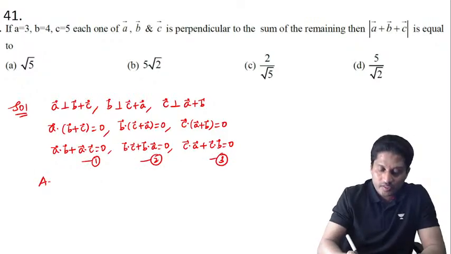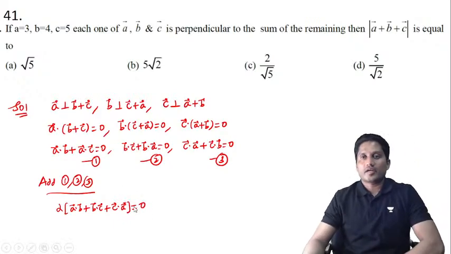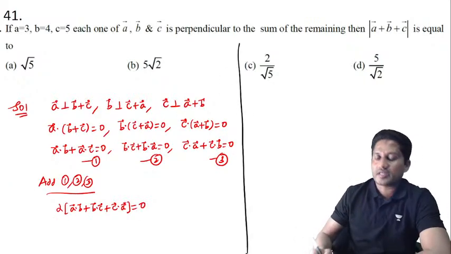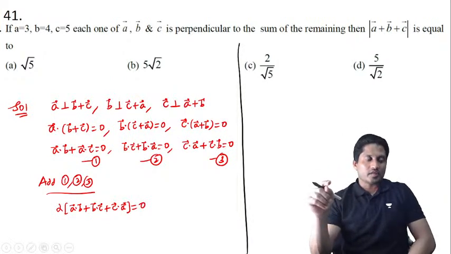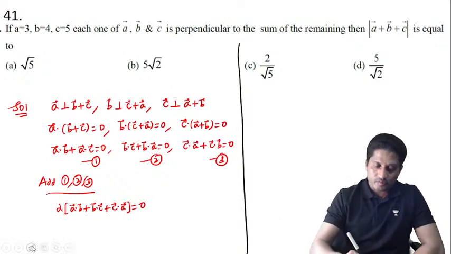If I add equations 1, 2 and 3, directly this will be equal to 2 times A dot B plus B dot C plus C dot A is equal to 0. Alright, now I am supposed to find the value of the modulus. Otherwise, direct result, guys: if A, B, C are 3 vectors, each vector perpendicular to the sum of the other two, directly you take A dot B, B dot C, C dot A is 0. Now suppose I take mod of A plus B plus C the whole square.